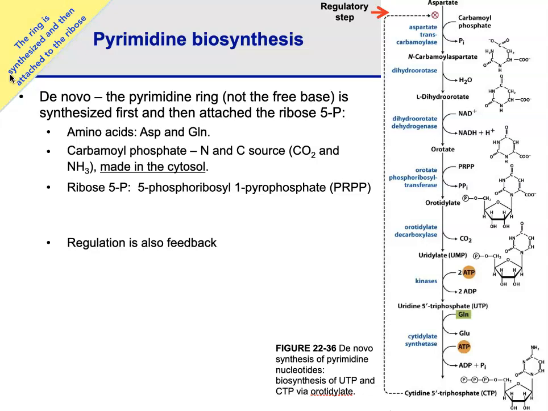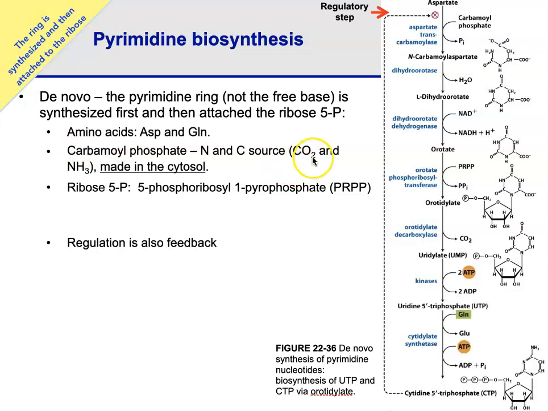Now, what are the substrates for pyrimidine biosynthesis? Amino acids, aspartate and glutamine. Carbamyl phosphate, something that is familiar to you, but we'll talk about it in a little bit. Carbamyl phosphate will donate a nitrogen and a carbon.